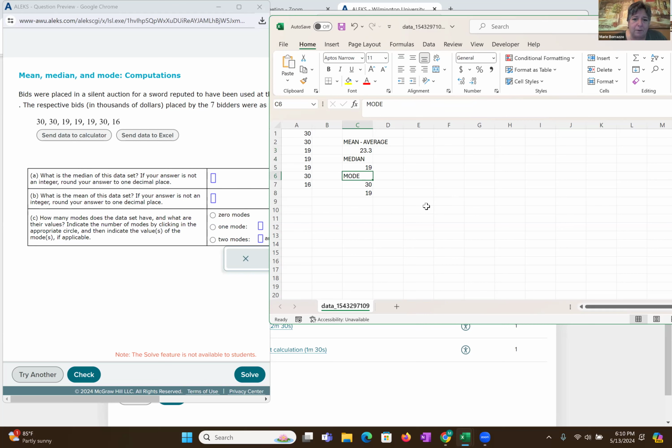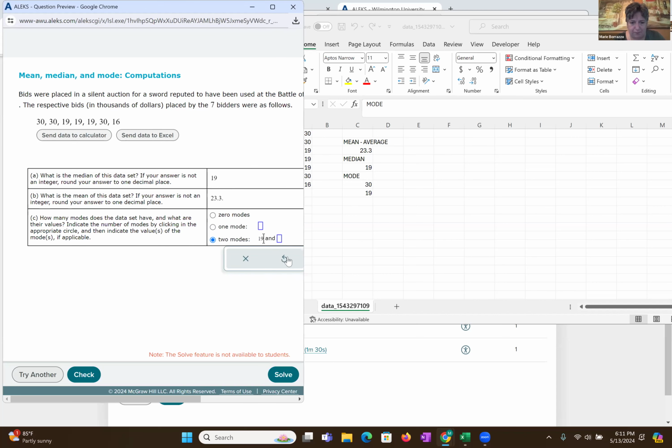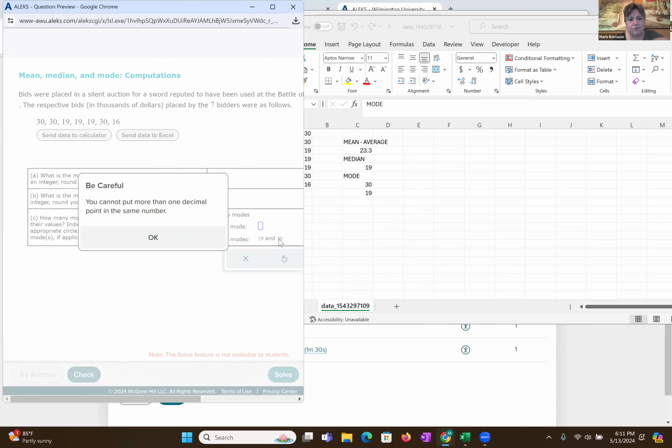Okay, so let's go with what is the median of this data set? 19. 19. What does it mean? 23.3. All right, and what's your mode? It's two. Two of them. 19 and 30. Let me scooch it over. All right, that's a sweet deal.